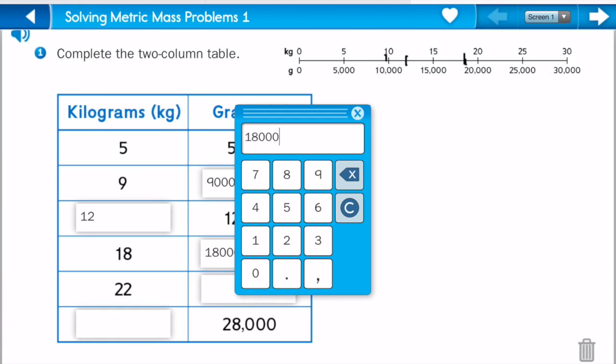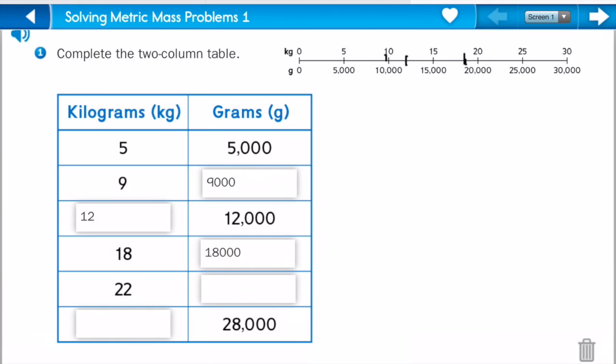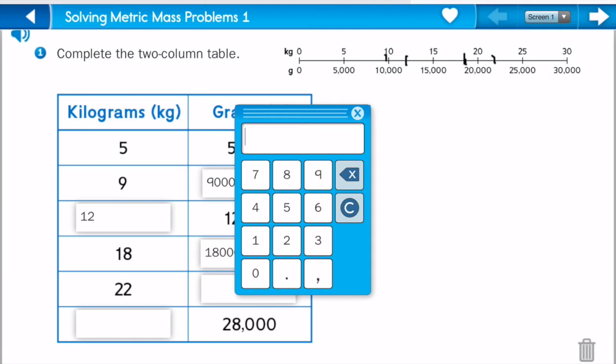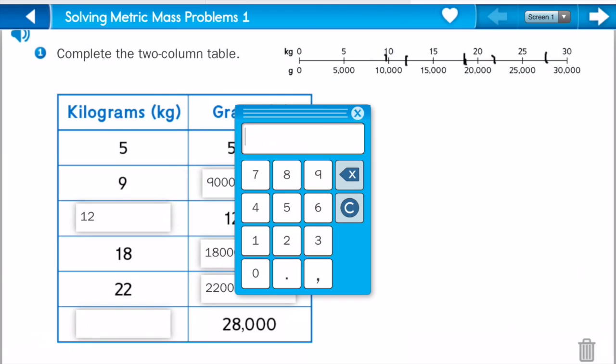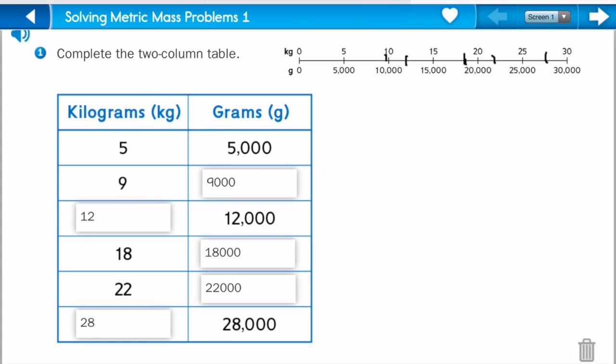An easy way to remember that is that you just add 3 zeros to the end of the number if you're changing kilograms to grams. So let's mark where 22 is, probably about right here again. And we just take 22 and add 3 zeros to it for our answer. 28, we'll mark it up about right here. That would equal 28,000. So that's how that goes.